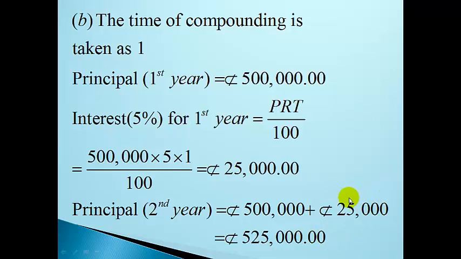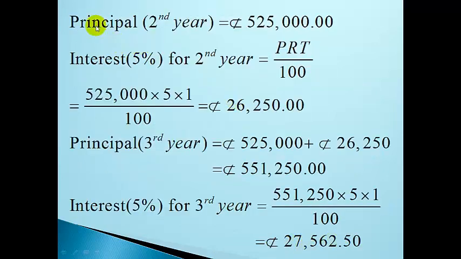So it means that we have to add the principal for the first year and the interest at the end of the first year. So 500,000 plus 25,000 gives us 525,000. So this will be the principal for the second year. So the principal for the second year will be equal to 525,000 cedis. Now we know that the principal for the second year is equal to 525,000 cedis.